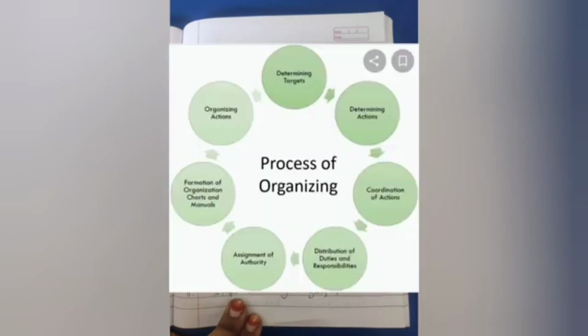The next question is steps in the organizing process. The process of organizing is, first of all, determining targets, determining actions, coordination of actions, distribution of duties and responsibility, assigning of authority, and formation of organization charts and manuals, and organizing the action. So these are all the steps of the process of organizing. That is it from here, and we'll move on to the next question. Let's discuss the next question, internal sources of recruitment. These are the internal sources of recruitment, that is promotion, retirements.